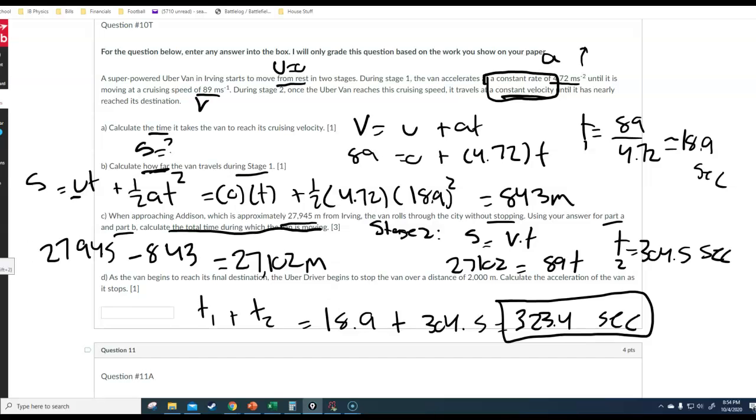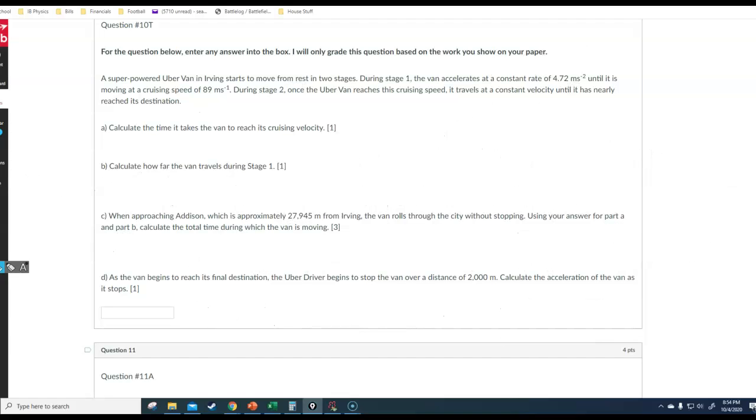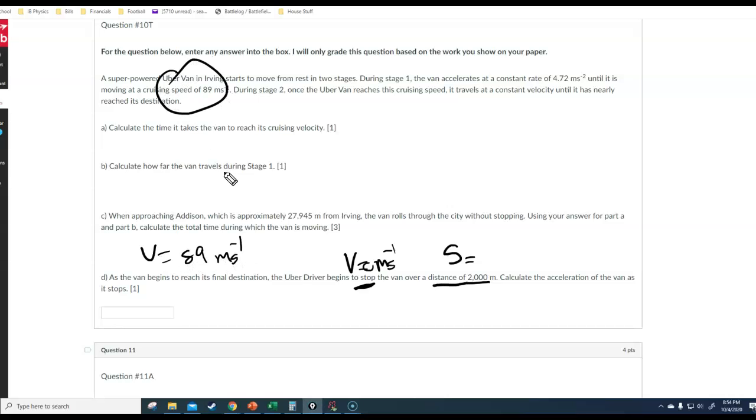Okay, I'm going to erase to clear some room. Okay, for the last question, the van begins to stop. That means the final velocity is going to be 0 meters per second over a distance of 2,000 meters. So that's how far it travels. That's the displacement as it's slowing down. The initial velocity was however fast it was moving while it was cruising, which in this case is 89 meters per second, and we're asked to find A.